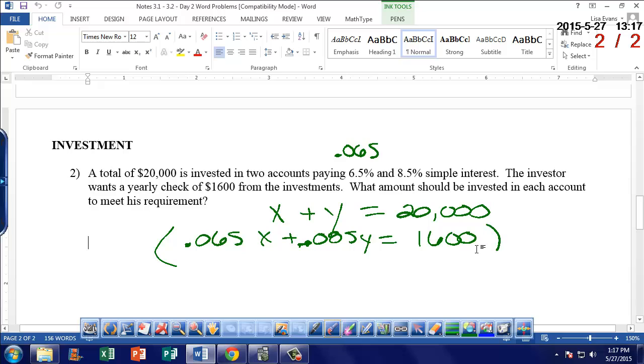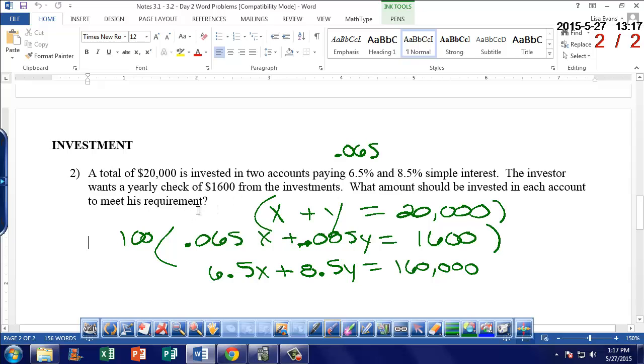I'm just going to multiply by 100. If I multiply this one by 100, I get 6.5x plus 8.5y equals 160,000. Then I'm going to multiply the top by negative 6.5 to get rid of my smaller coefficient. Since they were both 0.5s, I left it as a 0.5. If you want to get rid of the decimal completely, you can multiply through by 1,000, and then you would multiply the top by negative 65.